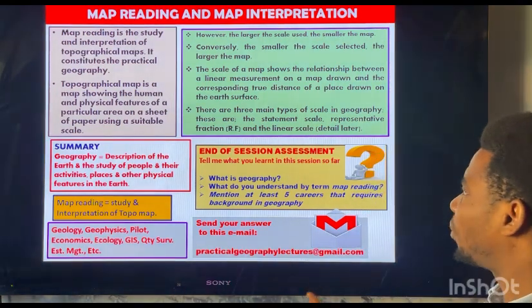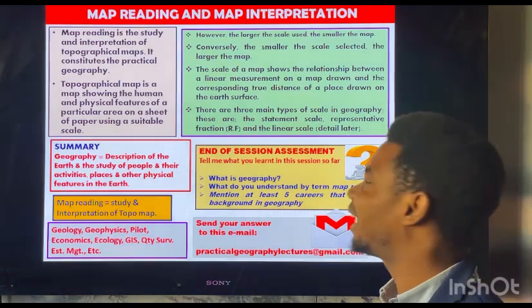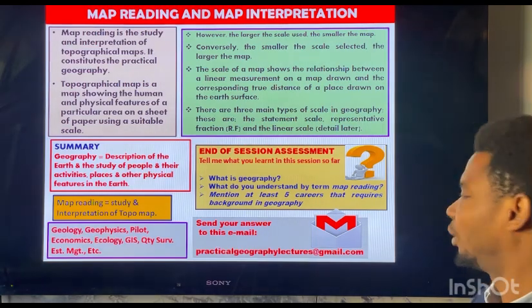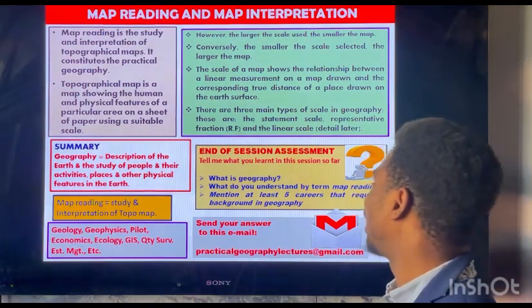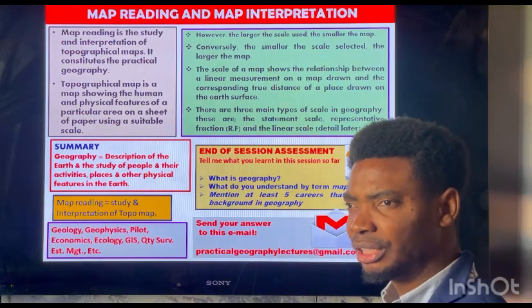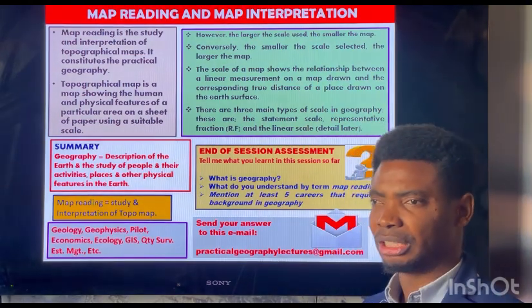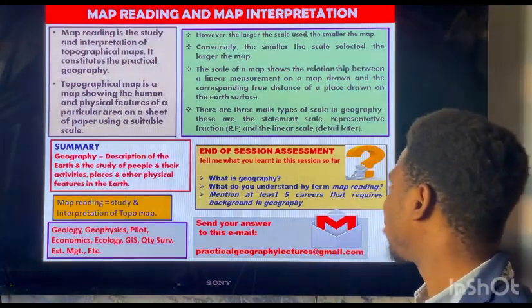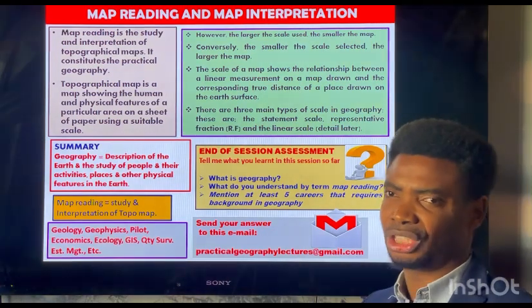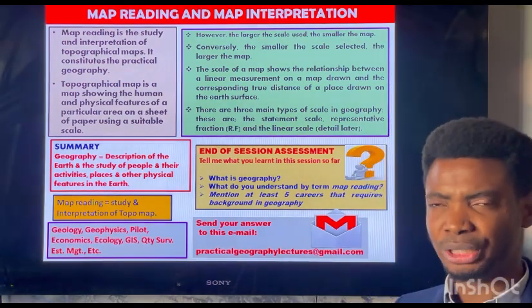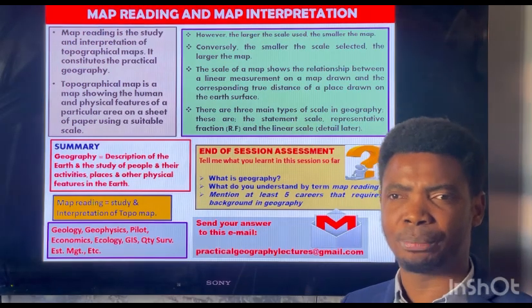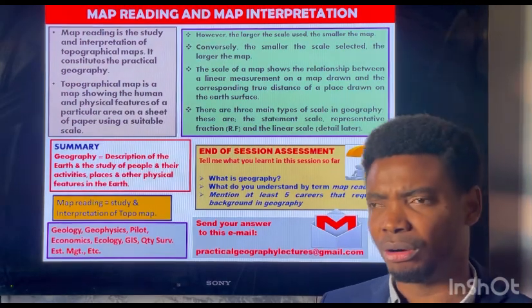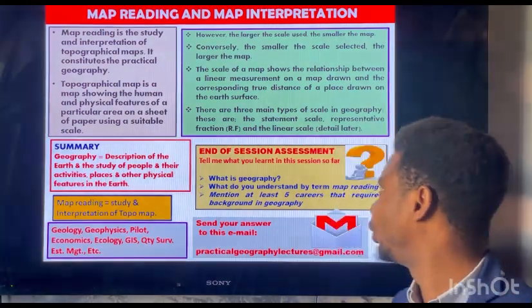Okay, so then when we talk about the scale, the larger the scale of a map, the smaller the features that will be contained in that map. And conversely, the smaller the scale, the larger the quantity of the features that will be contained in that map. So the scale of a map shows the relationship between the distance you measure on the map and the actual ground distance. We are going to be dealing more with that in the next video.